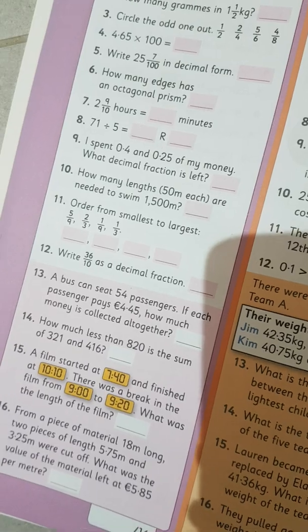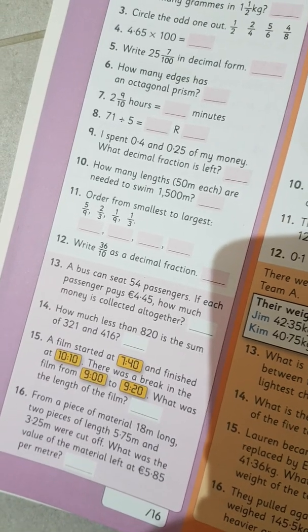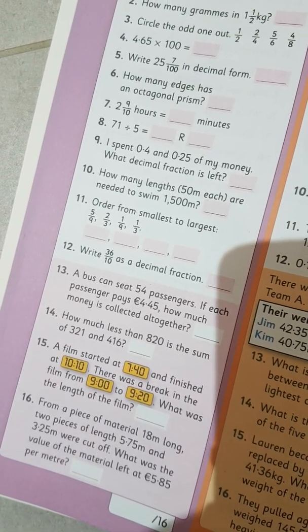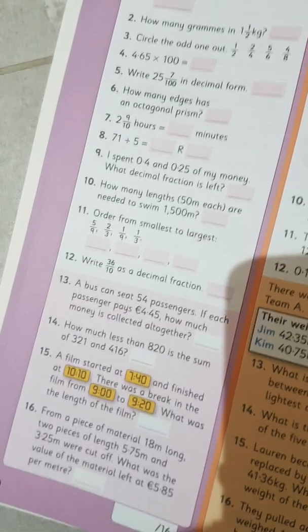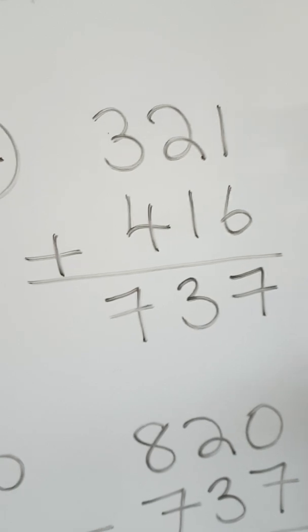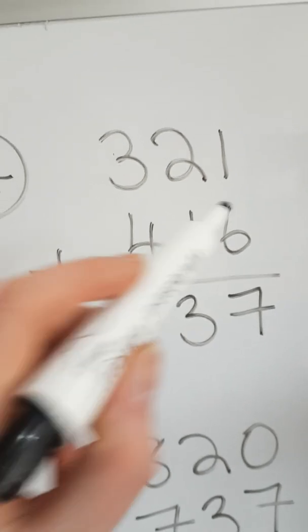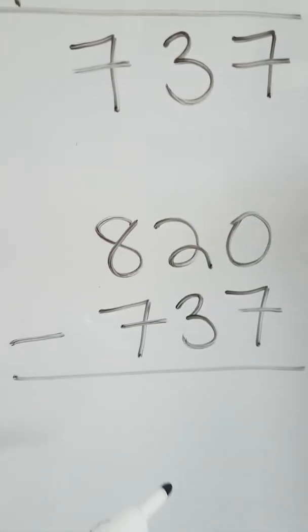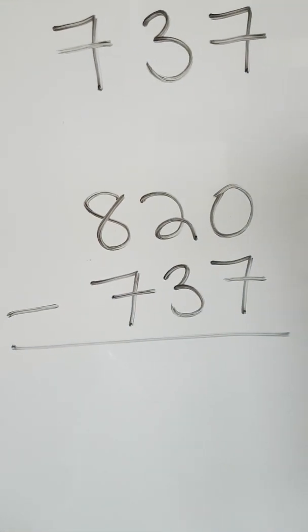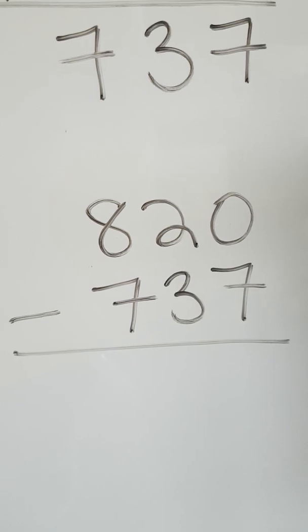Okay, question 14. How much less than 820 is the sum of 321 and 416? So the sum of means add. So we add those numbers first. So 1 and 6 is 7, 2 and 1 is 3, and 3 and 4 is 7. And then we take that number away from 820 to get our answer.